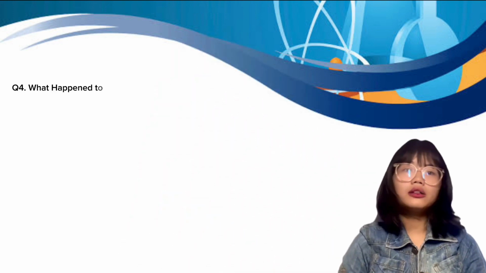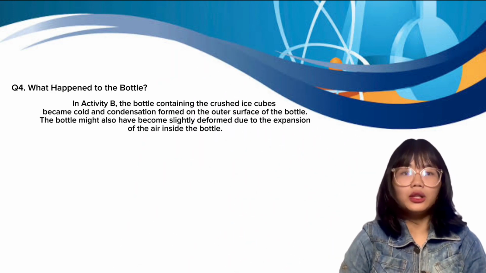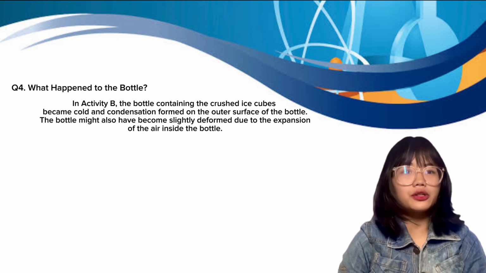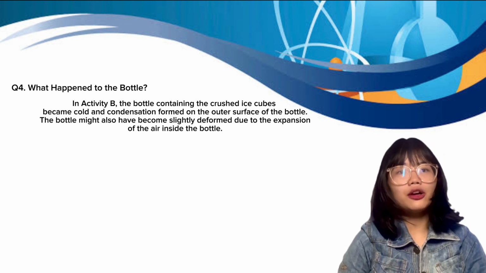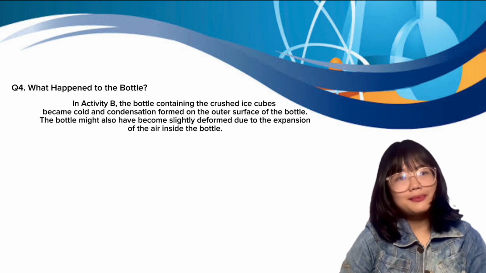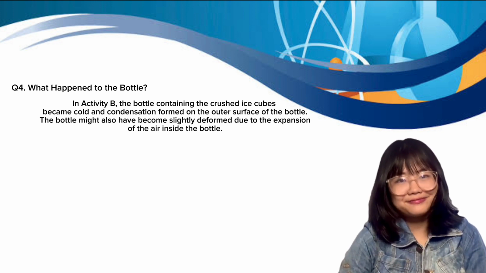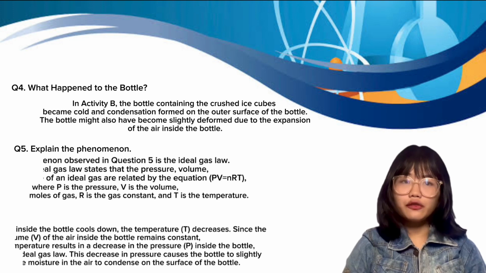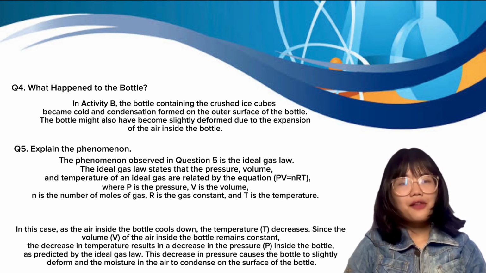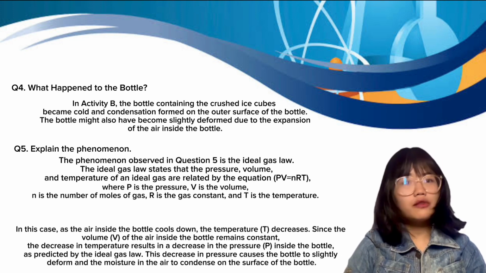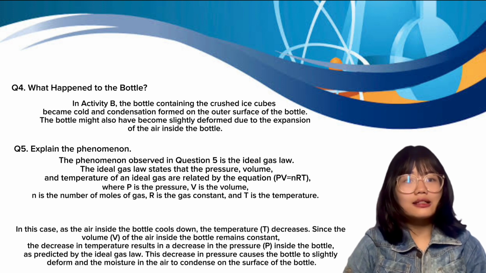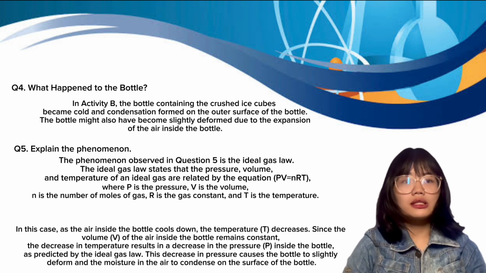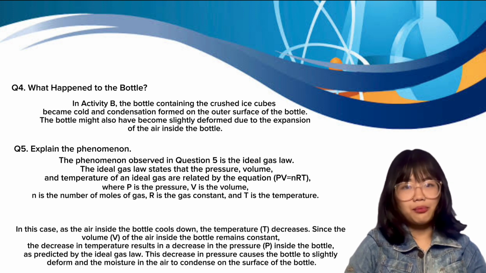Activity B: the bottle containing the crushed ice cubes became cold and condensation formed on the outer surface of the bottle. The bottle might also have become slightly deformed due to the expansion of the air inside the bottle. The phenomenon observed in question 5 is the ideal gas law. The ideal gas law states that the pressure, volume, and temperature of an ideal gas are related by the equation PV = nRT, where P is the pressure, V is the volume, n means the number of moles of gas, R is the gas constant, and T is the temperature.